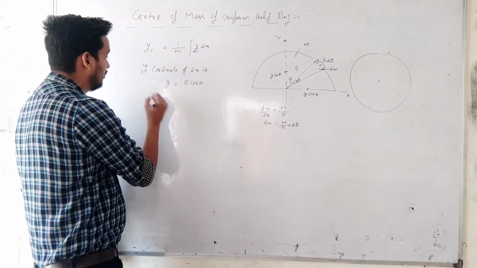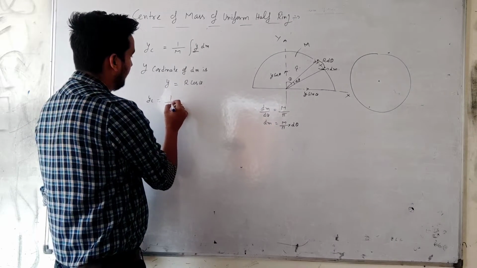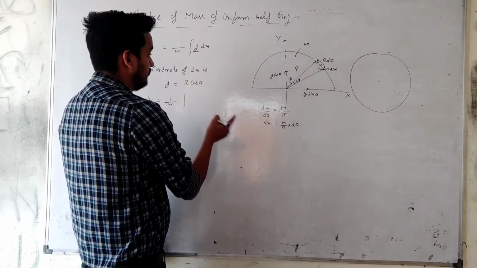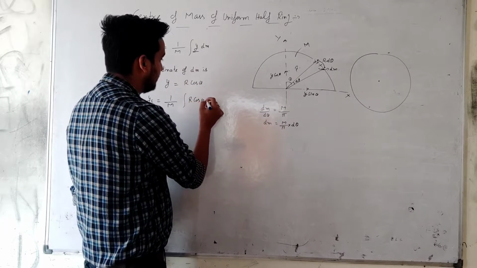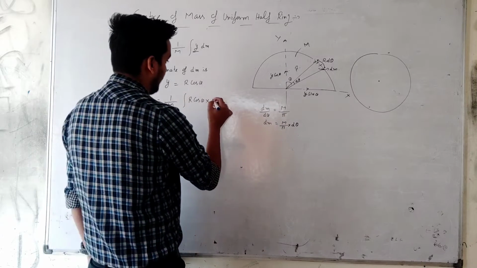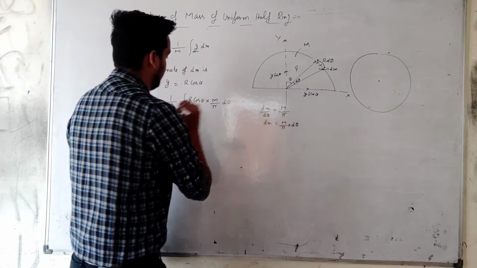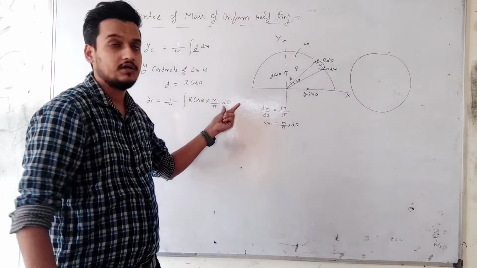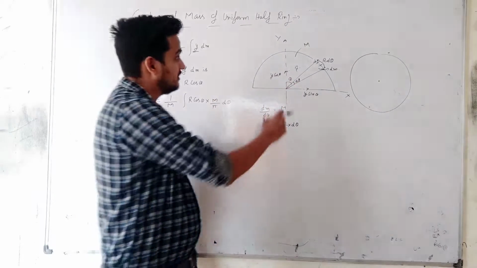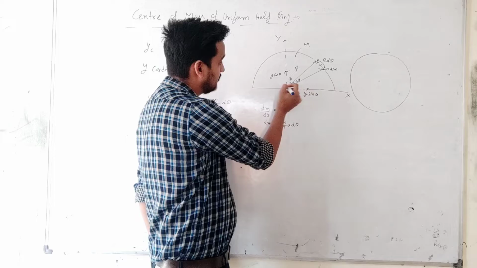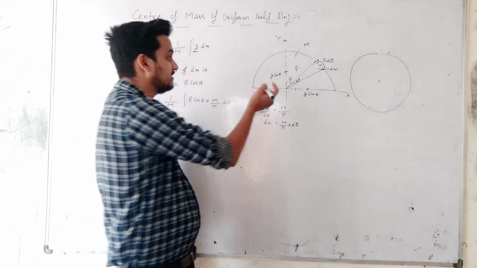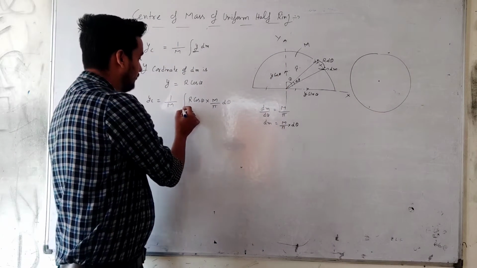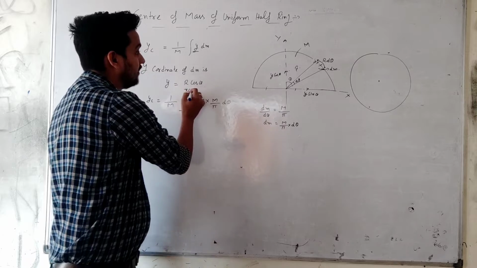Now we can calculate the center of mass. So 1 by m integration of y, which is r cos theta, into m upon pi d theta. Now we need to integrate this element with respect to theta. From here we can see that theta will go from this point to this point, right? We can consider theta either here or here. So the limit of theta goes from minus pi by 2 to plus pi by 2.